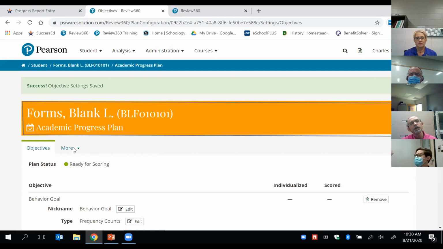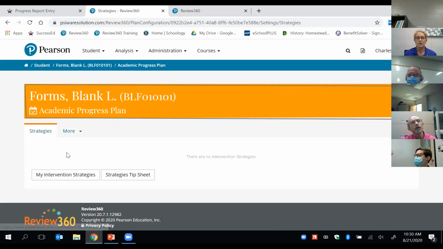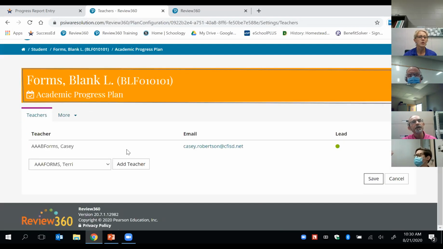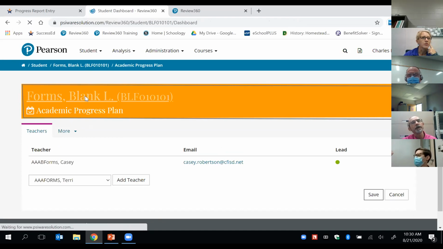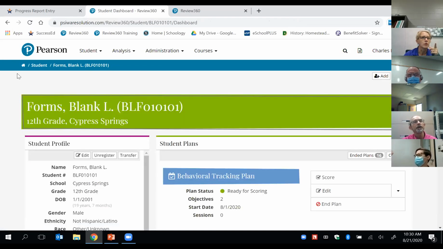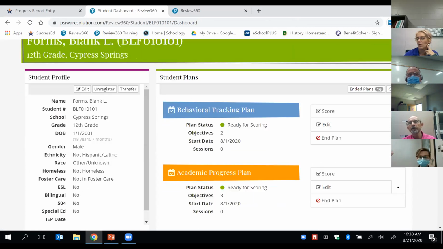Again, the only other thing that you would typically be doing at this point would be to go in and add the teachers to the plan. So now let's see what it looks like when we go to score this plan. So usually when you would score it, you could score it from the spotlight box. Let me add myself to the plan.